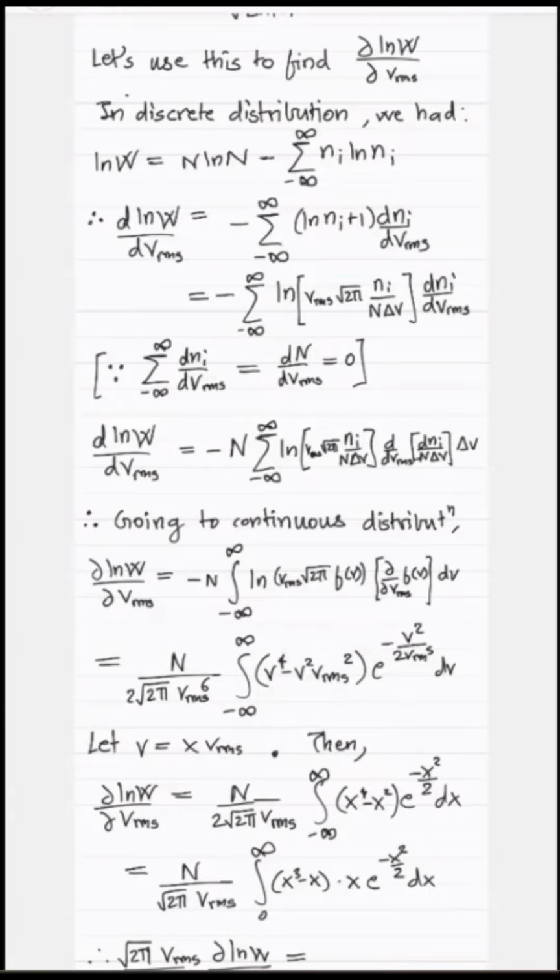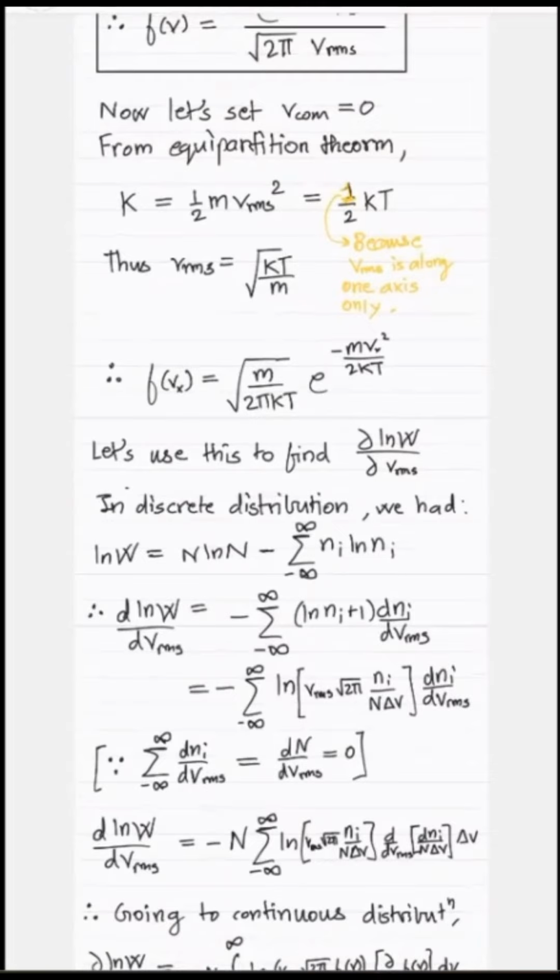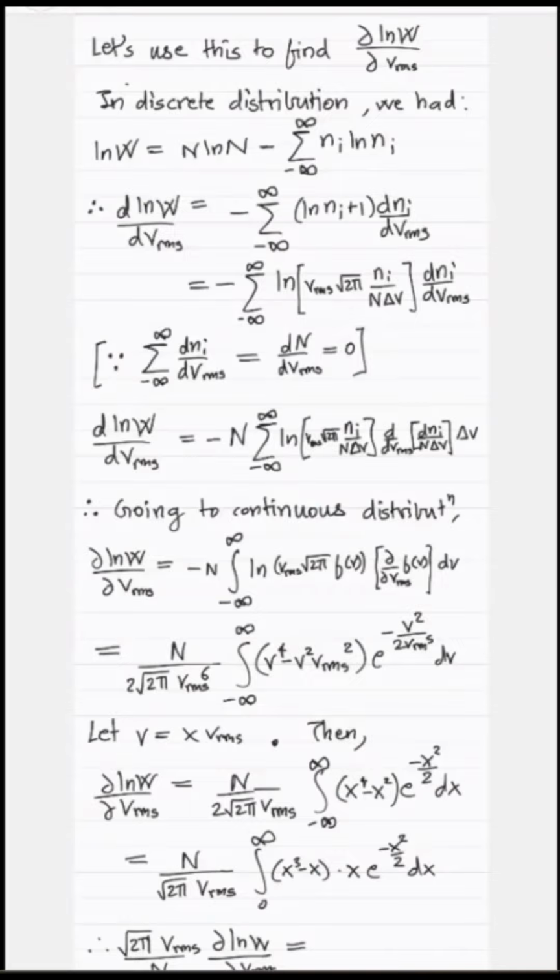So then you can write ni as equal to capital N times f sub v, or f of v sub i, right? So f of v sub i, we know what value that should be, right? You could say it's more like an approximation and less like an actual thing, but whatever. So you can use that and actually get rid of some stuff. So this is just natural log of vrms times square root of 2 pi times ni upon capital N times delta v summation. Sorry, and then you got this thing dni upon d vrms.